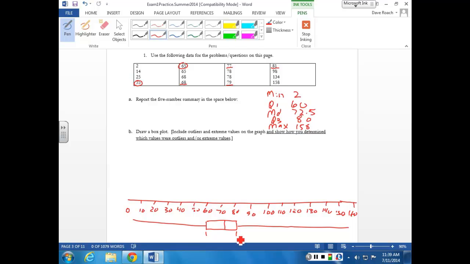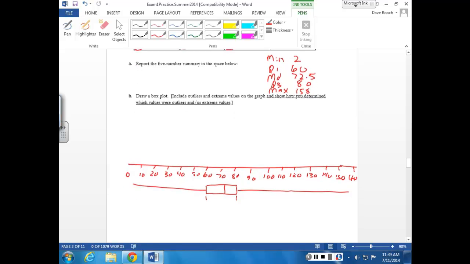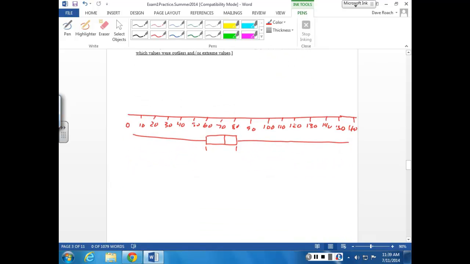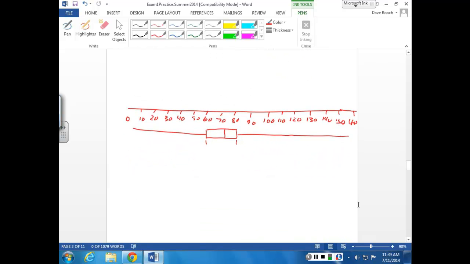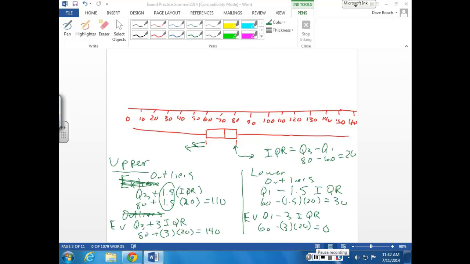Could have used a little more space with this. I should have done that first. I've got this one on the board as well.